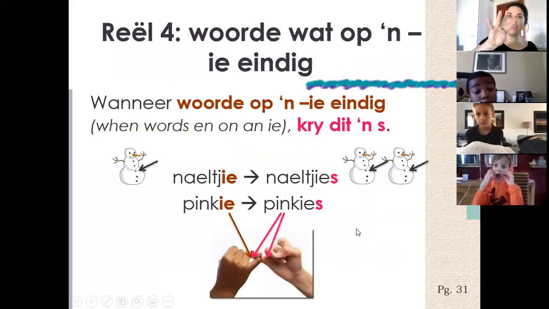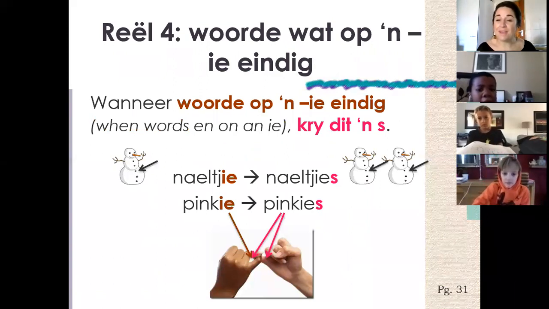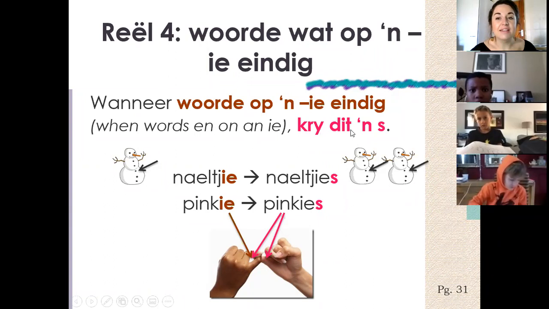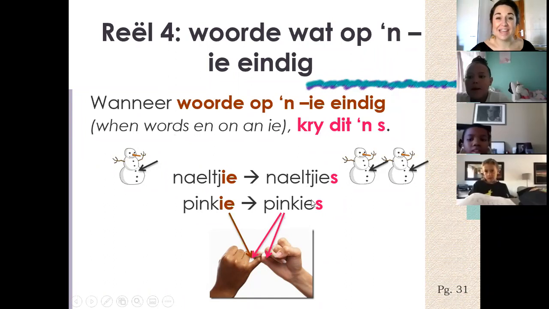Reël nummer 4, rule number 4. Woorde wat op 'n ie eindig. So this one's a little bit different, okay? Woorde wat op 'n ie eindig, words that end on an ie, kry dit 'n s. We just add an s. Okay, so look at this. Naltjie, behind the e, something happened, so we just add an s. All right? Pinkie, so we just add an s.